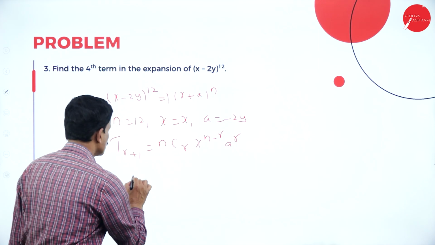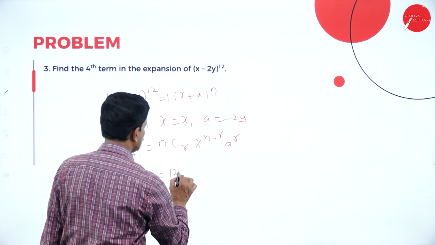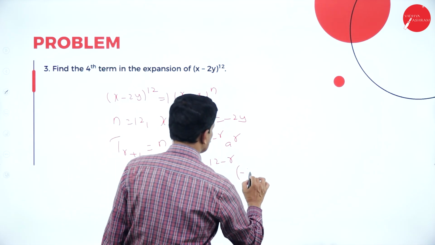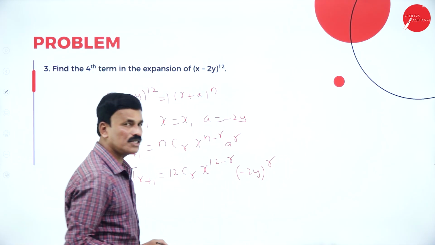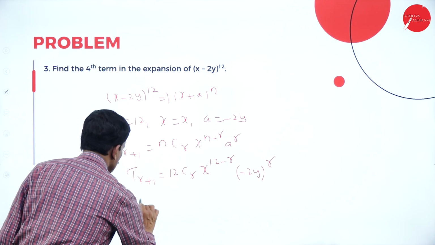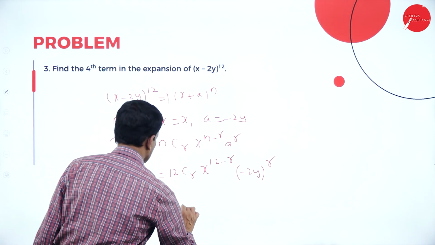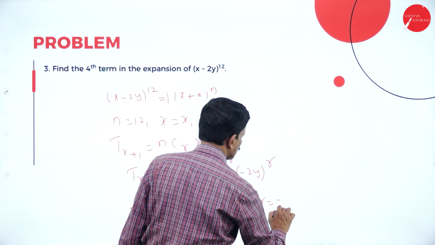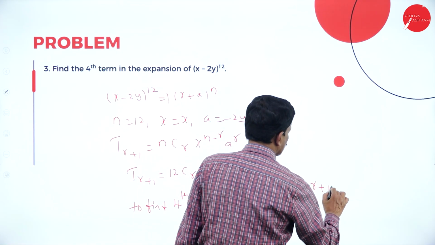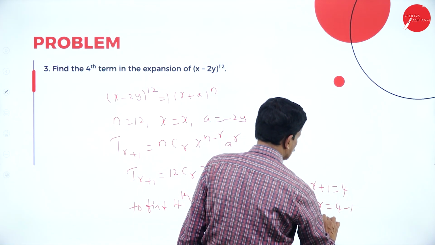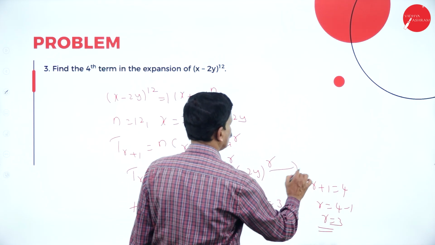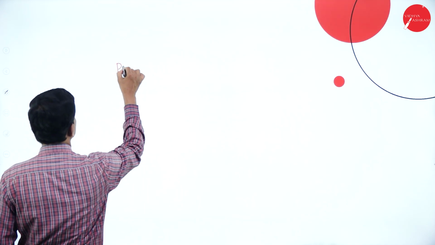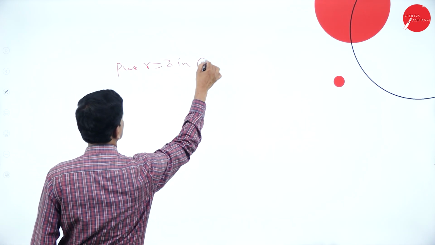Now, just substitute the values. T(r+1) is equal to, what is n? n is 12, so 12Cr. What is x? x to the power of 12 minus r, and a is −2y to the power of r. Now, what is required is to find the fourth term. To find the fourth term, put r is equal to 3. That's all. r is equal to 3 because r + 1 is equal to 4 means r is equal to 4 minus 1, that is r is equal to 3. Just substitute the value r is equal to 3 in equation number 1.